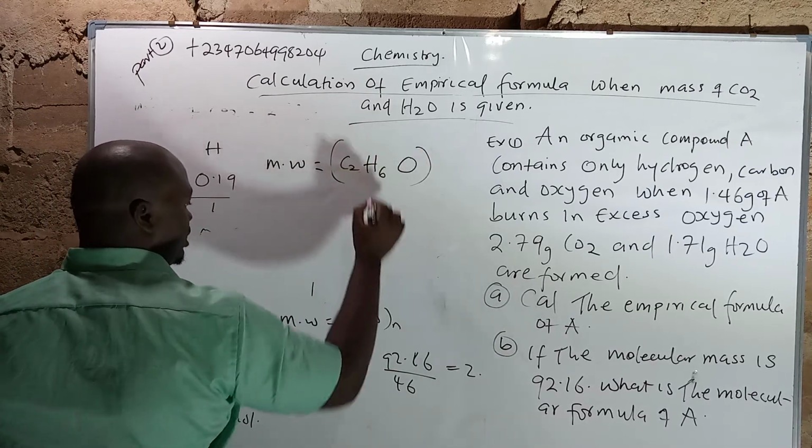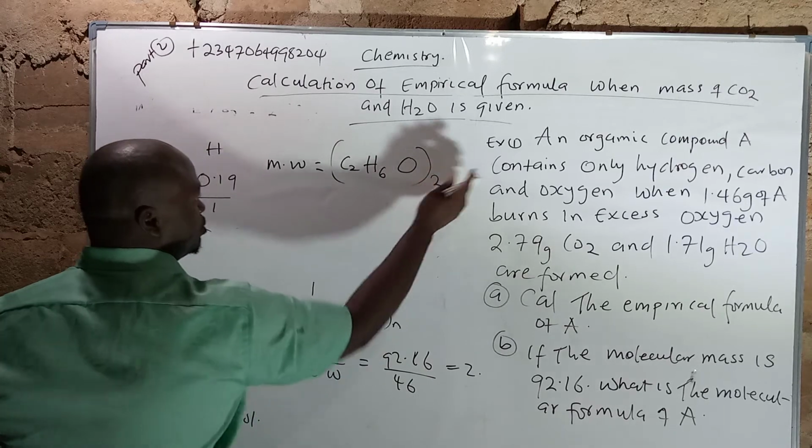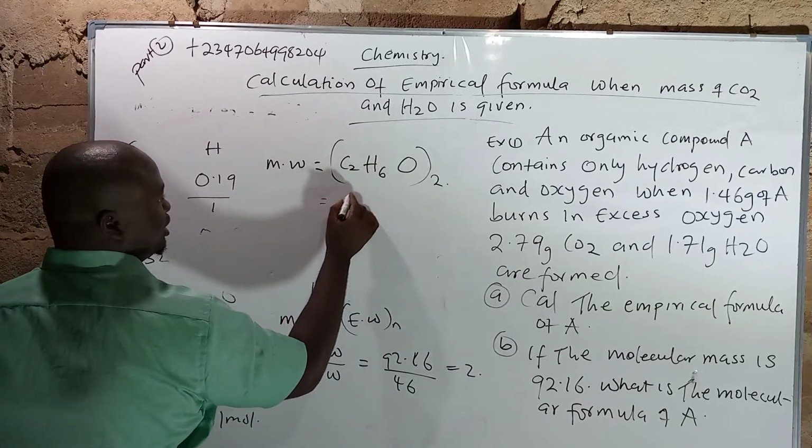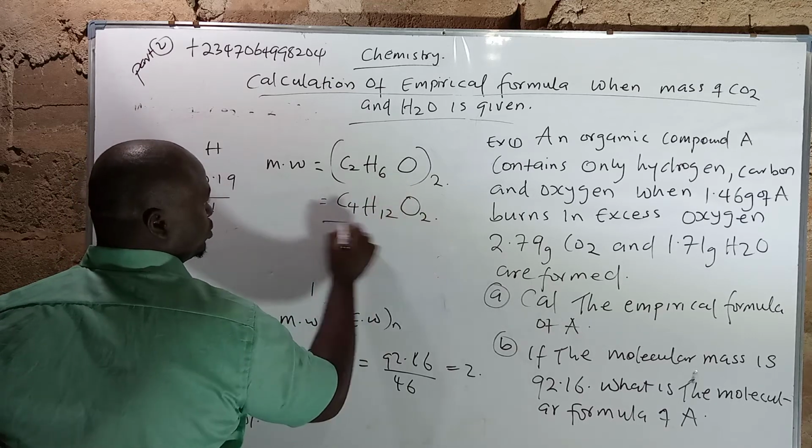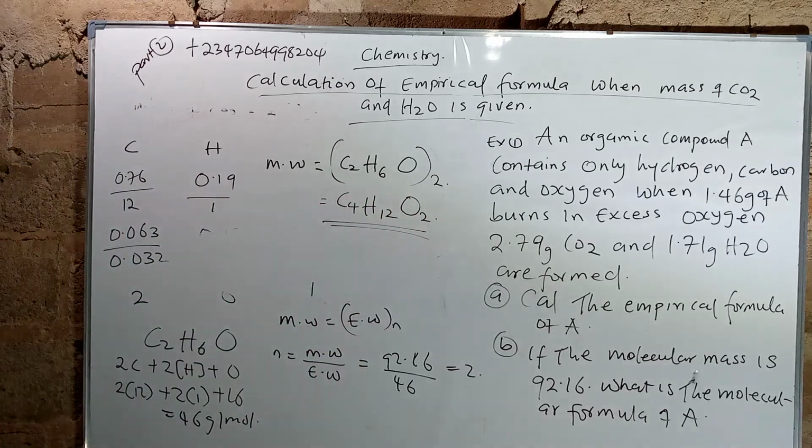C2H6O. Then you times it by 2. Multiplying everything is C4H12O2. And that is the answer. So you should get that. And that is the answer for this. So it's easy. If you are following my video, of course, this should be a child's play for you. Let's continue.